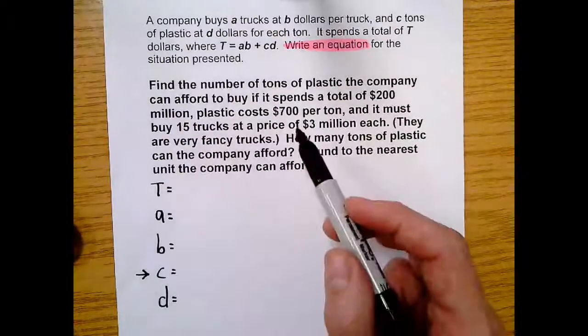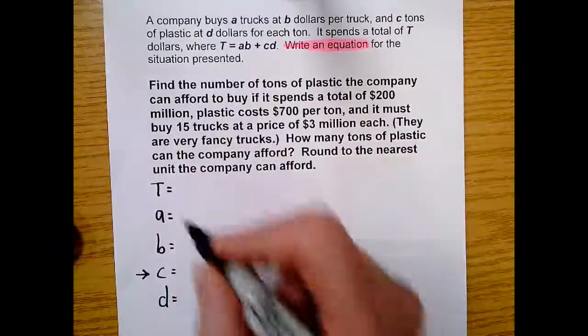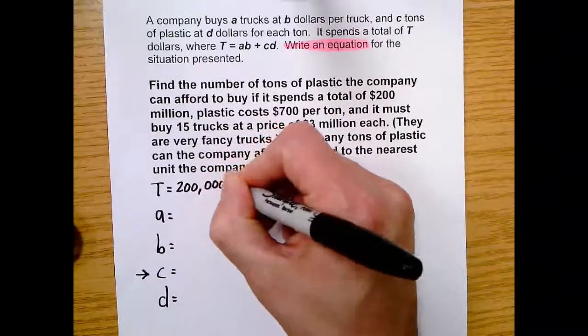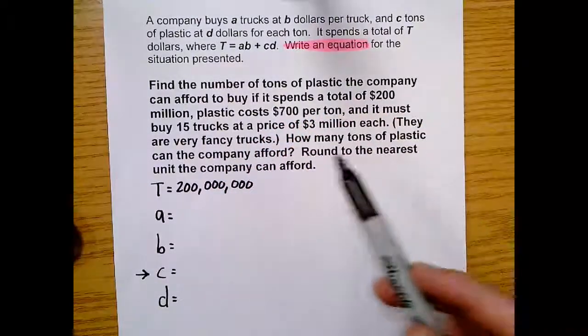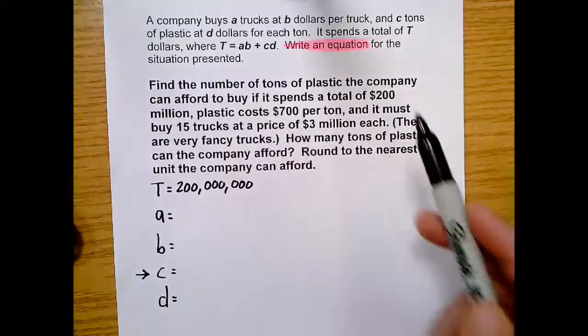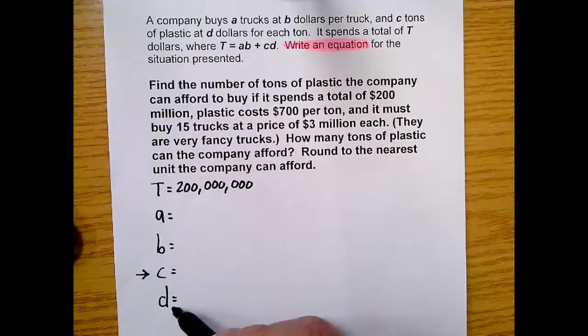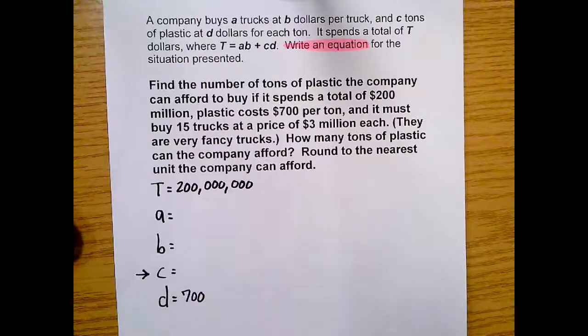It says, if it spends a total of 200 million. So great, we know our total. Our total is 200 million. Okie dokie. Let's keep going. And it says plastic costs $700 per ton. So now we can fill in the cost of plastic. And we know the cost of plastic is D. So we know that's going to be $700 per ton.